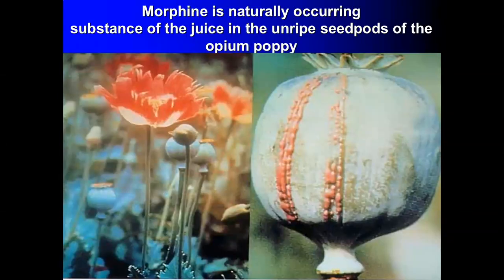Now, here is the plant. Morphine is a naturally occurring substance, and this juice is the juice coming out from the plant. It comes from the unripe seed pods of the opium poppy. This is the poppy plant, and these are the unripe seeds. So from here we get morphine, and this morphine is naturally occurring.